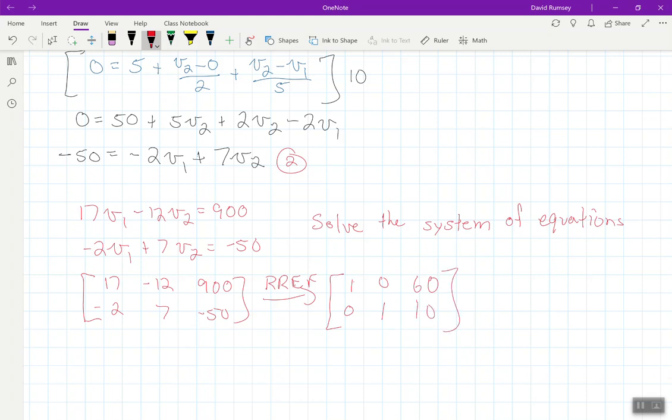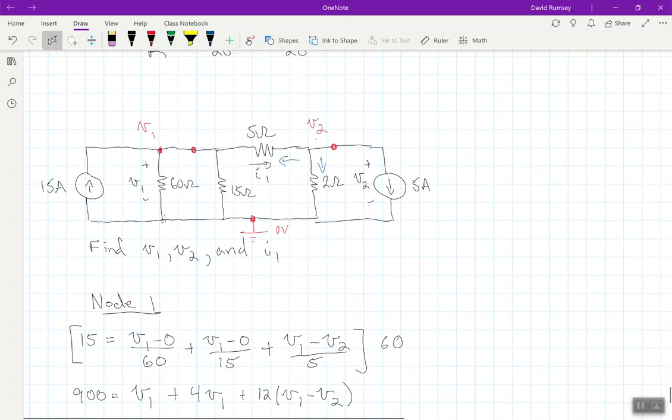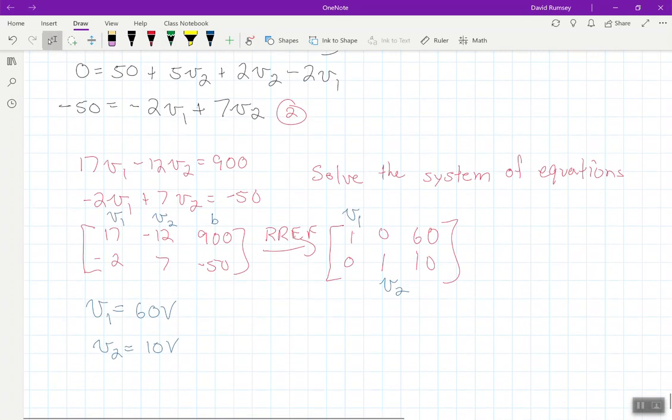And then that means, because if you think about what this is, this column is representing V1, this column is representing V2, and this is, I'll just label it as B, like it's equal to some number. The columns still represent the same thing, so I have V1 is equal to 60 volts, V2 is equal to 10 volts. So I've actually gotten 2/3 of the problem answered, because if I scroll back up, it was asking me to find V1 and V2. So I have found V1 and V2, so those are 60 volts and 10 volts.